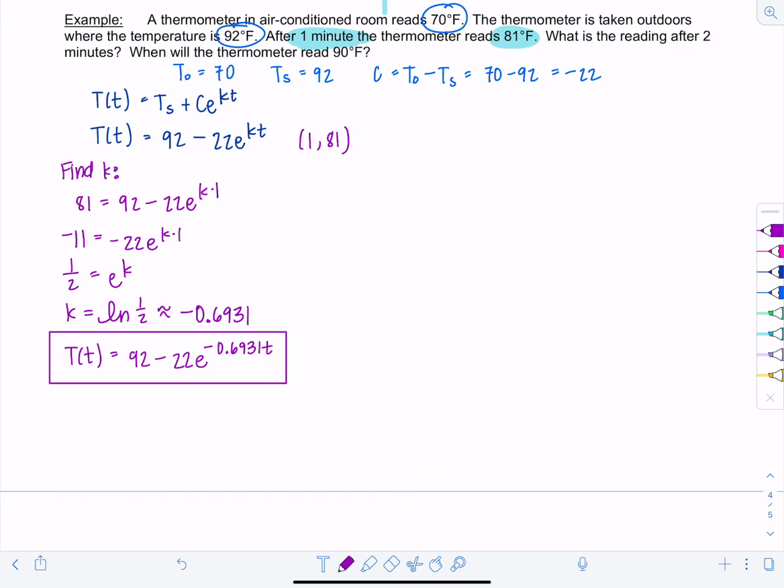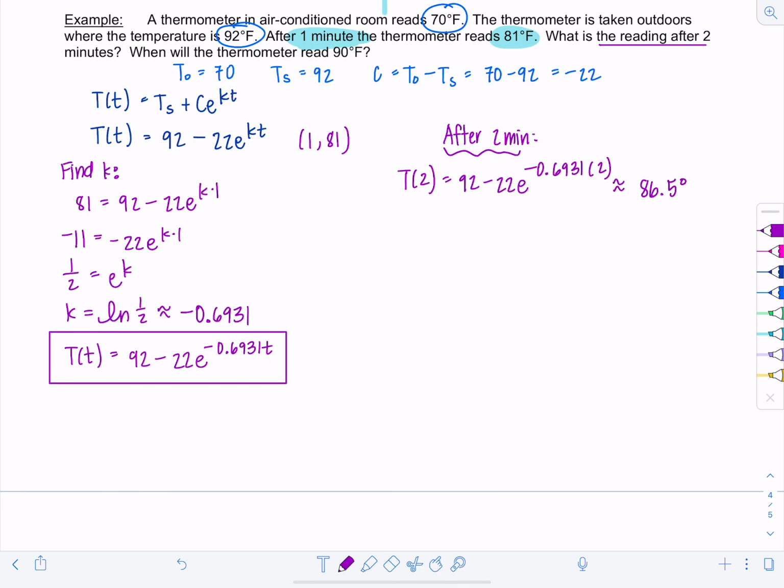Okay, so now this is basically what part B was, right? What is the reading after 2 minutes? So you're going to plug in 2 for lowercase t. So after 2 minutes, they want T of 2. So that's going to be 92 minus 22e to the negative 0.6931 times 2. Okay, and just show the setup. If you're in my class, that's all I need, and then punch the rest in the calculator. So it's about 86.5 degrees Fahrenheit. Make sure you do put the units though. Degrees Fahrenheit matters.